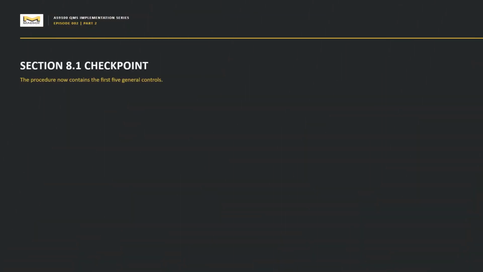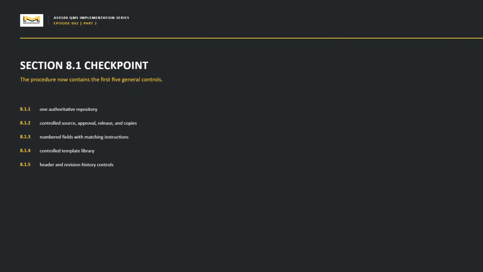Now let's pause and review what we have built so far. At this point, the procedure establishes one controlled repository, controlled file states and copies, numbered form fields with matching instructions, a controlled template library, and complete header and revision history controls. Next, we will finish section 8.1 with template use, body formatting, and the ownership notice.